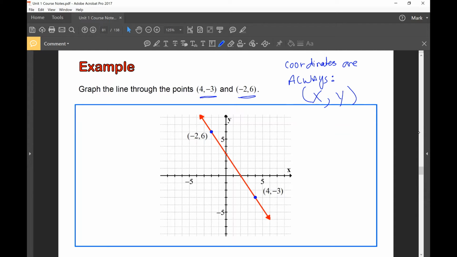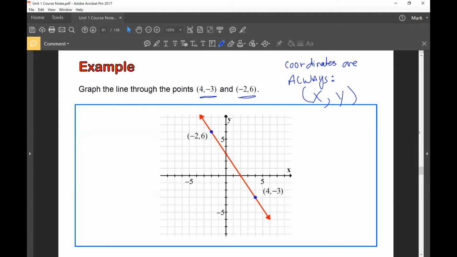So the coordinates are written as the X value, then the Y. Always, no exception. And if you can't remember which comes first, it's in the English alphabet: W, X, Y, Z. X is first, Y is second. X, Y. Okay, so I want to graph these points: 4 and -3.